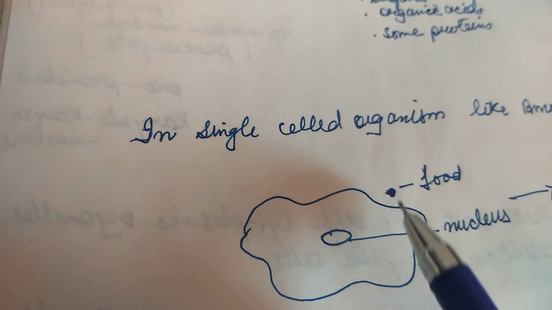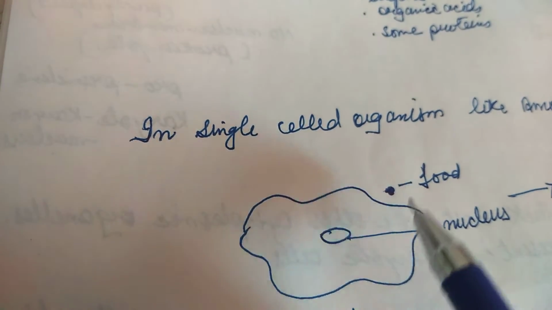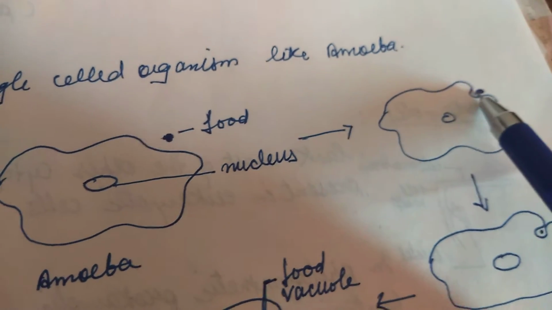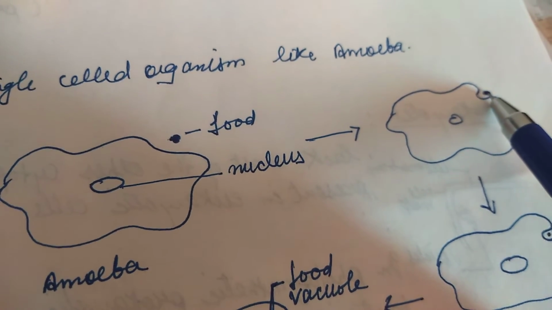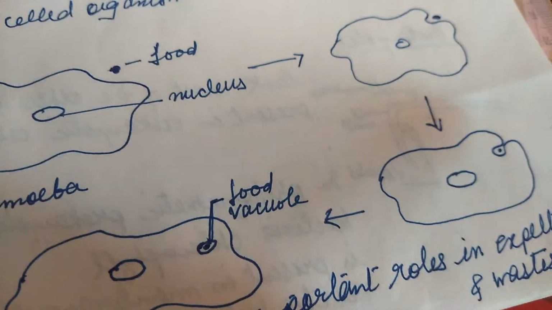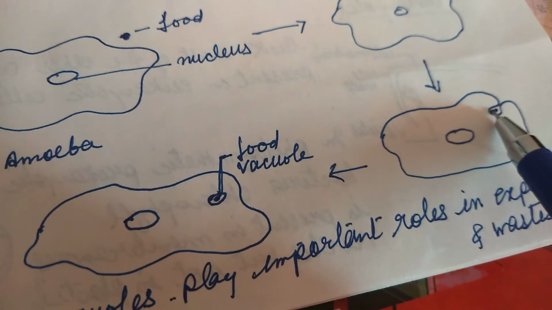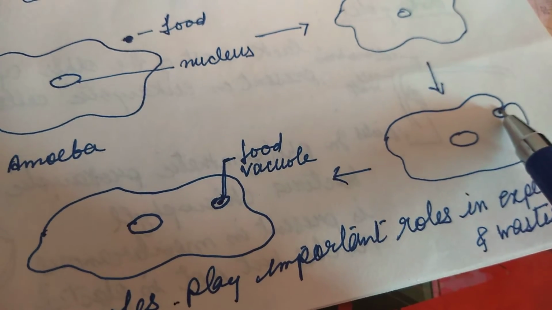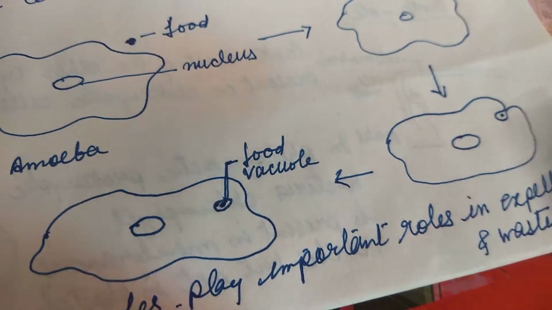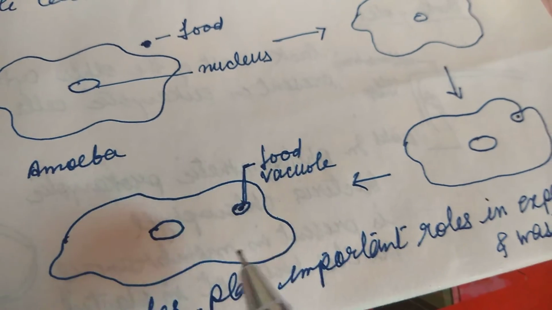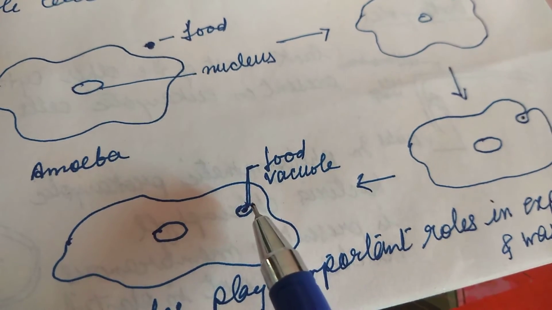See, food is nearby. So this amoeba can detect that there is food. It moves to it, it surrounds this food, and this way it engulfs the food. And this pinches off inside the cell. Now it's a food vacuole. Clear? So just a very simple organelle.